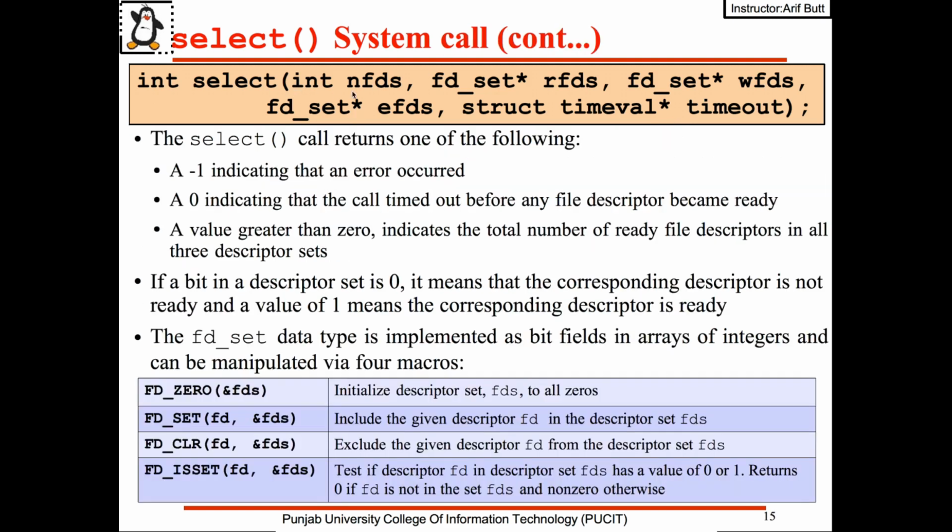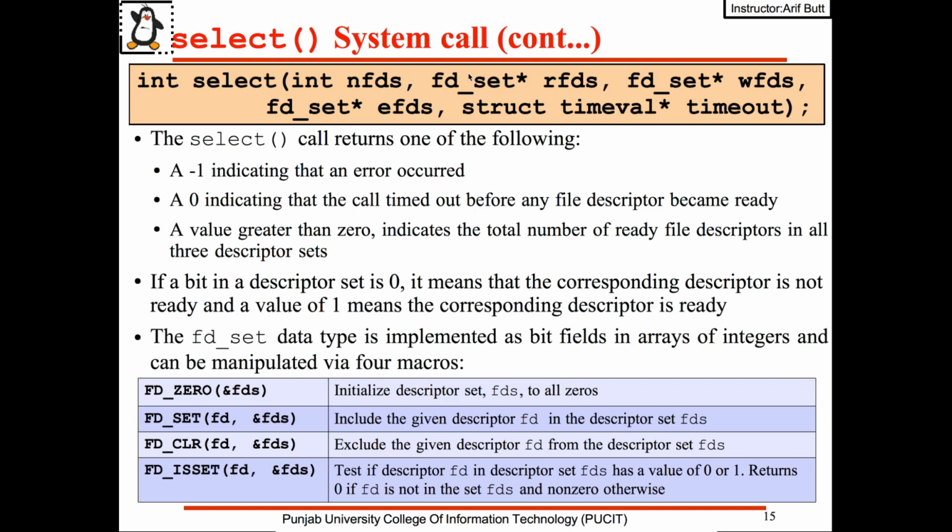Well, the select call returns one of the following: a -1 in case of error, a 0 indicating that the call timed out before any file descriptor became ready, and a value greater than 0 indicating the total number of ready file descriptors in all the three descriptor sets.